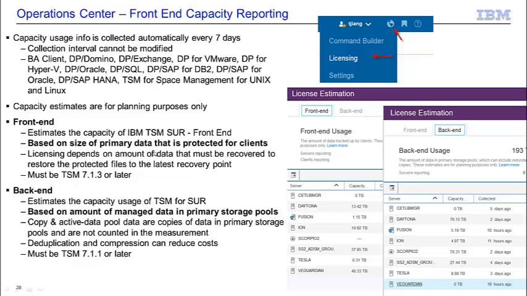And so the licensing depends on the amount of data that must be recovered to restore the protected files to the latest recovery point. And this is a comparison to your back-end licensing, which is based on the amount of managed data in a primary storage pool. And so if you are using either compression or deduplication, that will lower your amount of managed data. So these are good just for an estimate of what your licensing terms might be, either using it front-end or back-end.